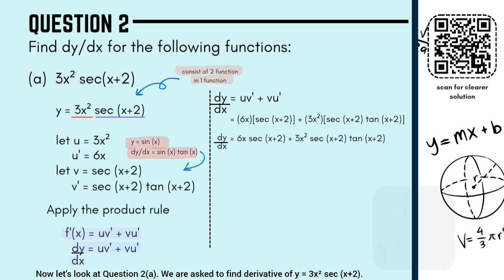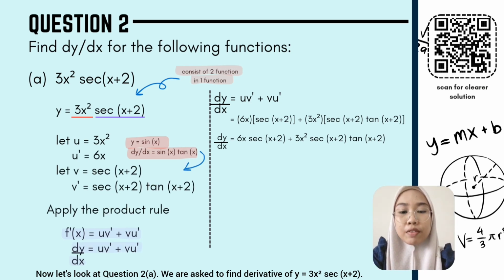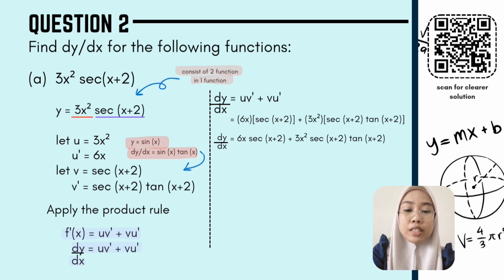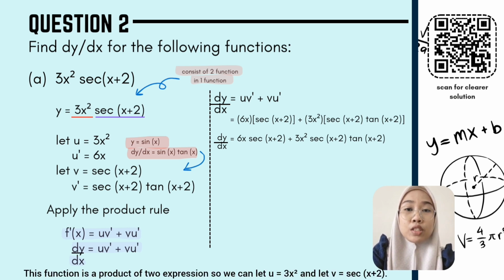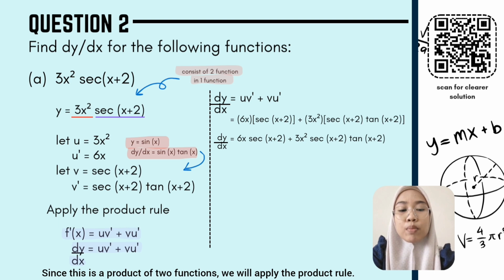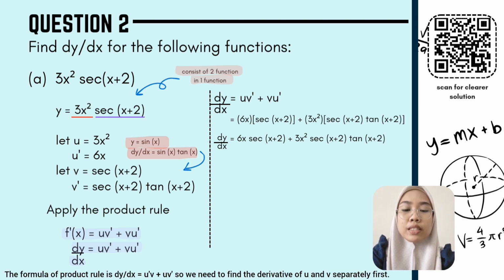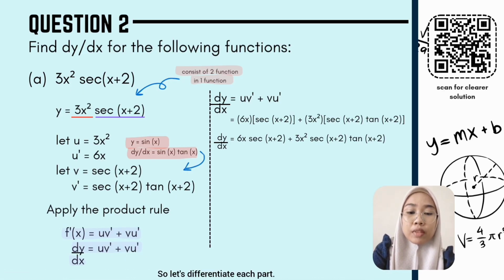Now let's look at question 2a. We are asked to find the derivative of y equivalent to 3x squared sec(s plus 2). This function is the product of two expressions. So we can let u equivalent to 3x squared and let v equivalent to sec(s plus 2). Since this is a product of two functions, we will apply the product rule. The formula of the product rule is dy over ds equivalent to u prime times v plus u times v prime. So we need to find the derivative of u and v separately first. So let's differentiate each part.